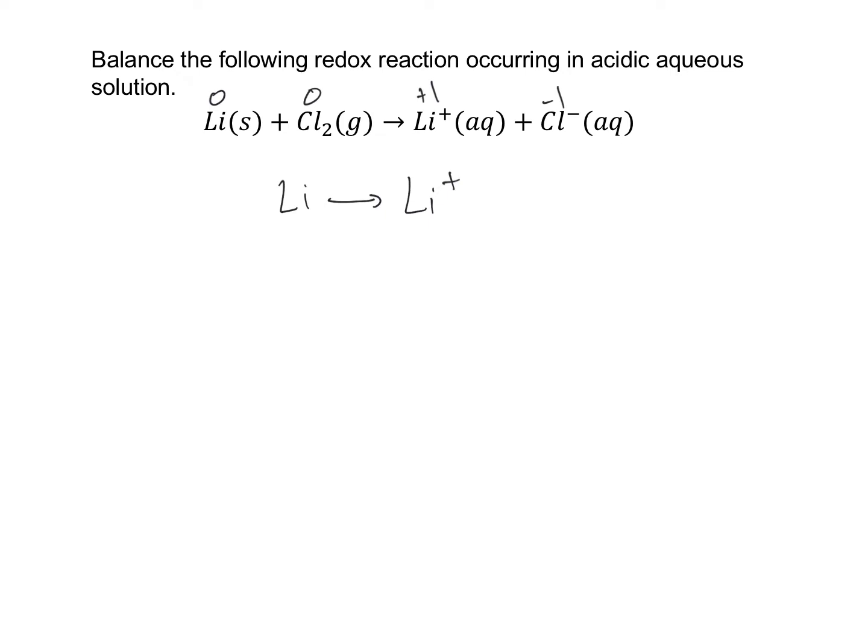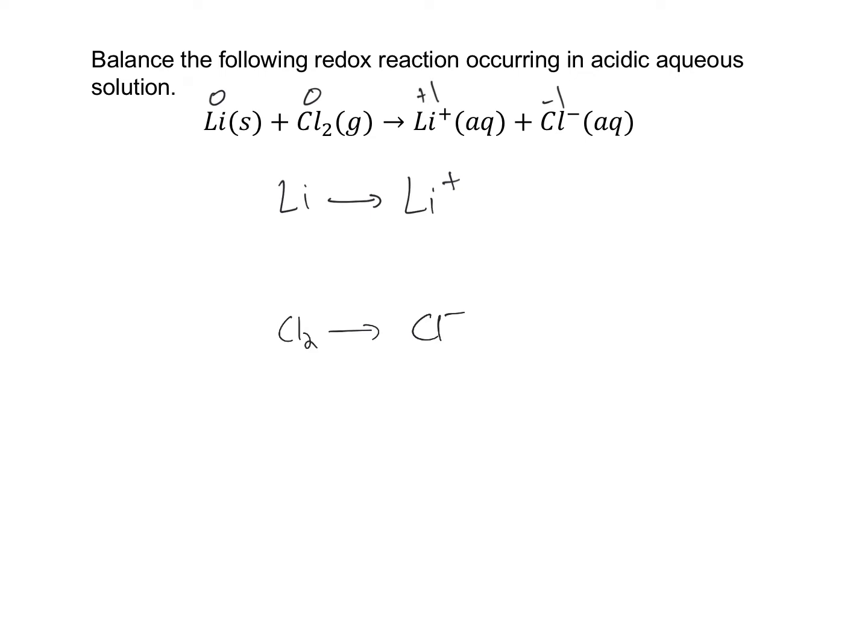All right, and then the chlorine was reduced. So I want to take the chlorine-containing compounds in the reactants and the products, and that will make up my reduction half reaction. And so I have Cl2 going to Cl-.